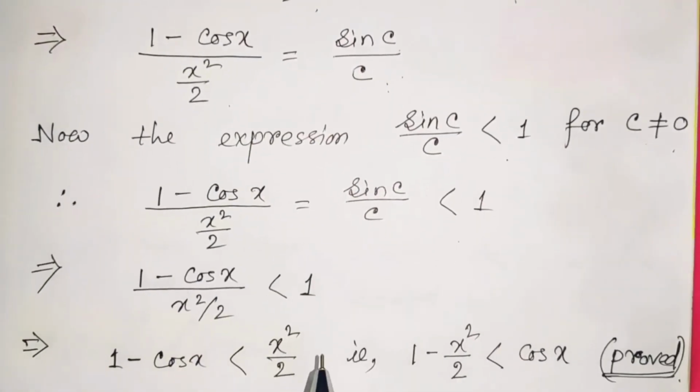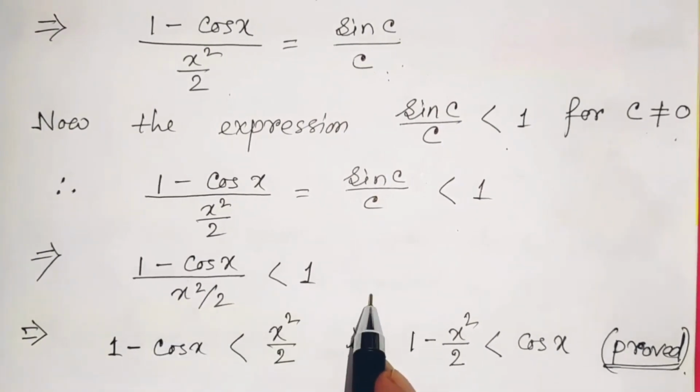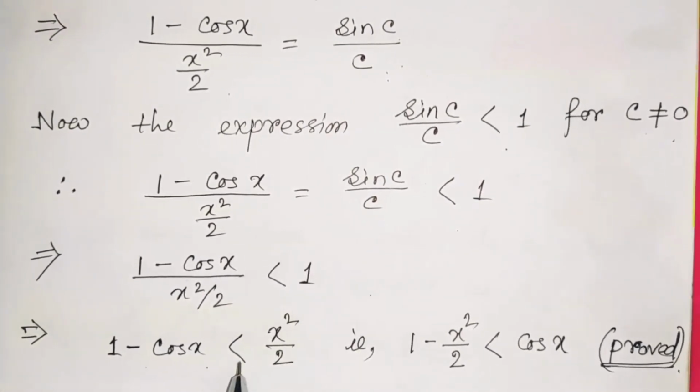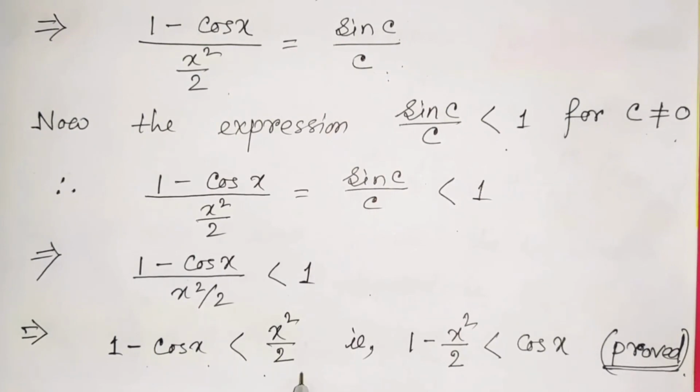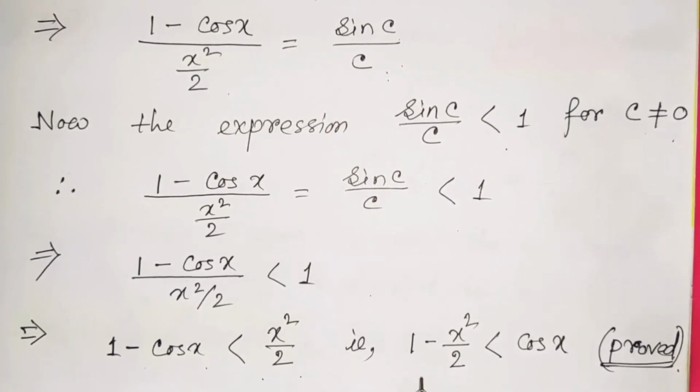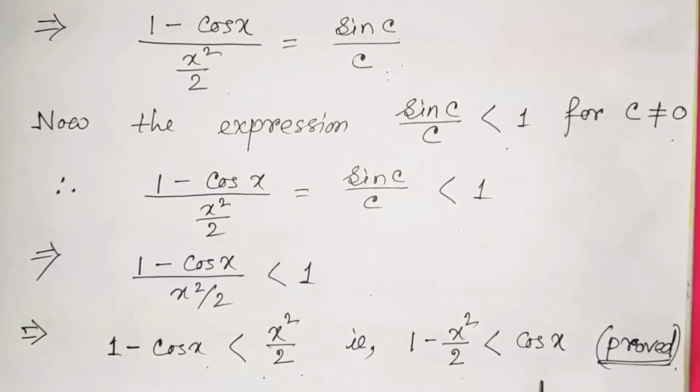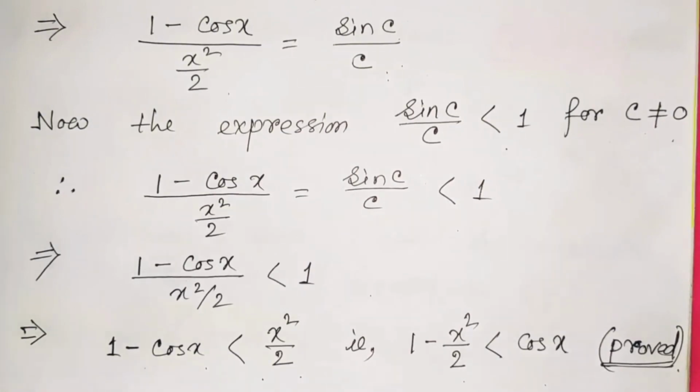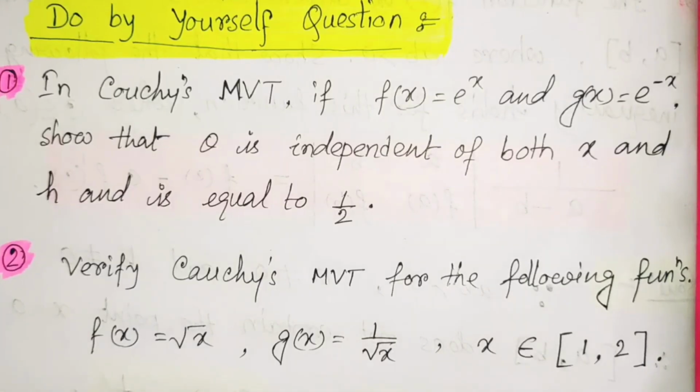So that means from here this portion is less than 1. So 1 minus cos x is less than x square by 2. That will imply 1 minus x square by 2 is less than cos x. Hence the inequality holds.